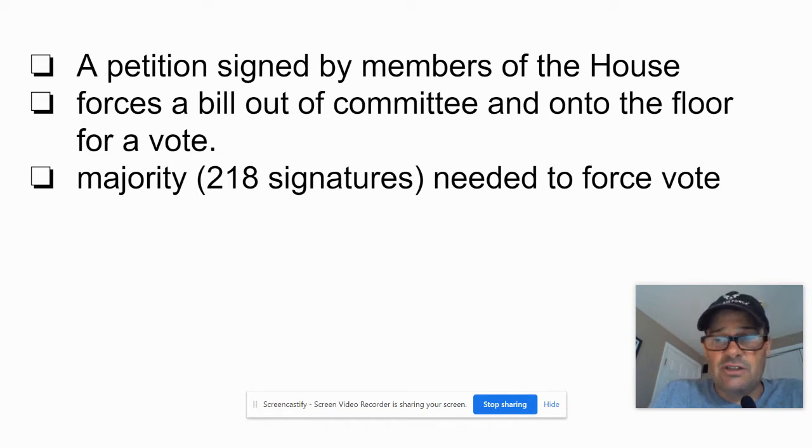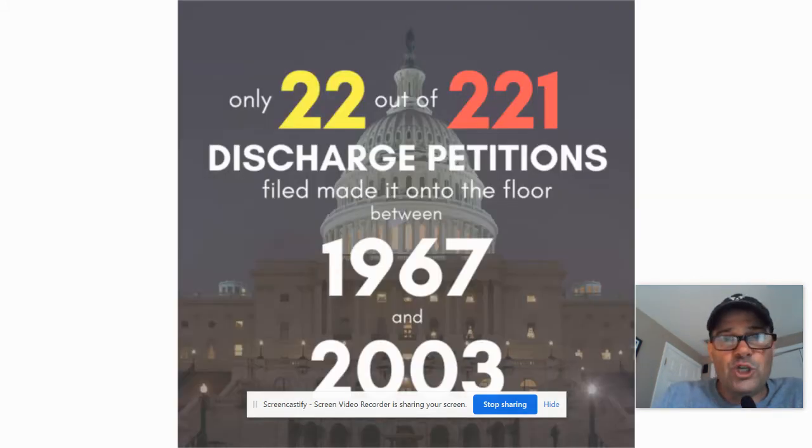Therefore, as a result of this, discharge petitions are fairly rare, and an actual successful one is even rarer. Check this out. Only 22 out of 221 discharge petitions that were actually filed made it to the floor between 1967 and 2003. So you're talking about almost 40 years and only 22. So like one per Congress might make it. There's only like 5 or 6 per year anyway. So it's not very successful, for a whole host of reasons I mentioned in terms of party control and the control that the speaker has over members.